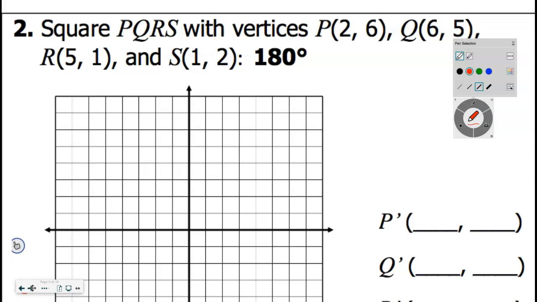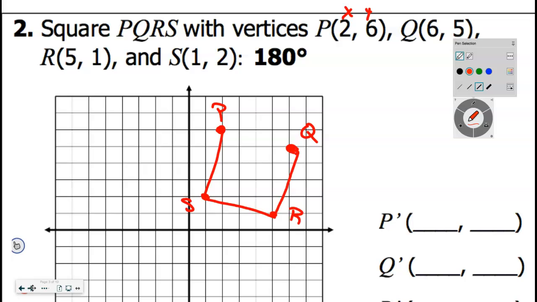2, 3, 4, 5. Lots of counting. You might want to put an X and a Y right there, just so you know. Let's go 6 to the right and 5 up. I'm going to put a Q on there and a P on here. 5 to the right, 1, 2, 3, 4, 5, and 1 up. A nice R. And 1 to the right, 2 up. A nice S. It's going to make a nice square.